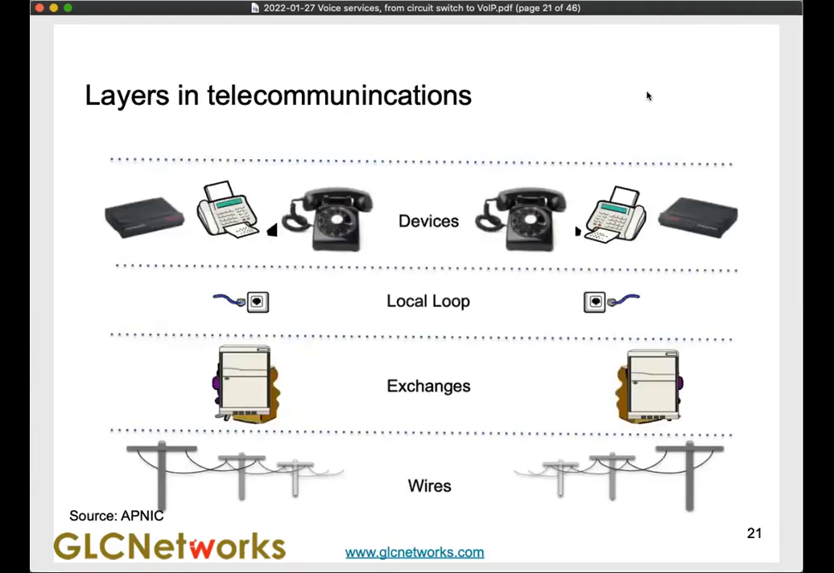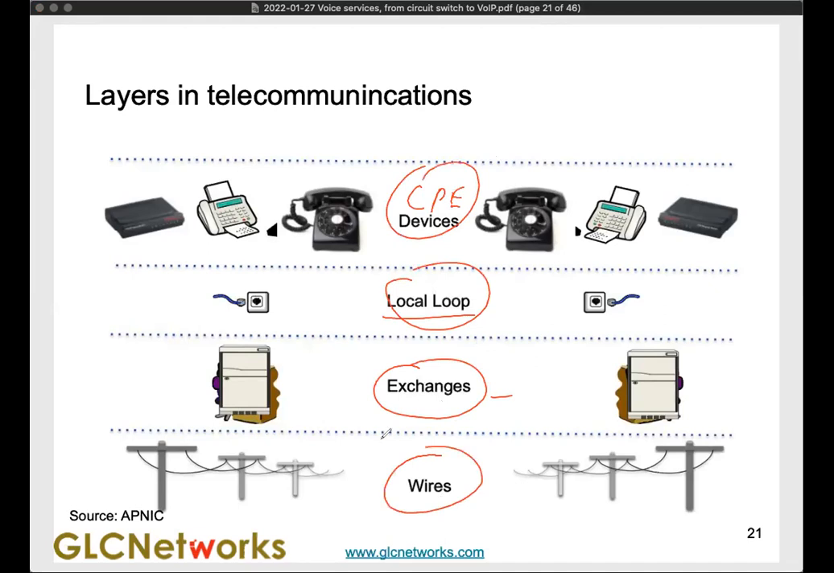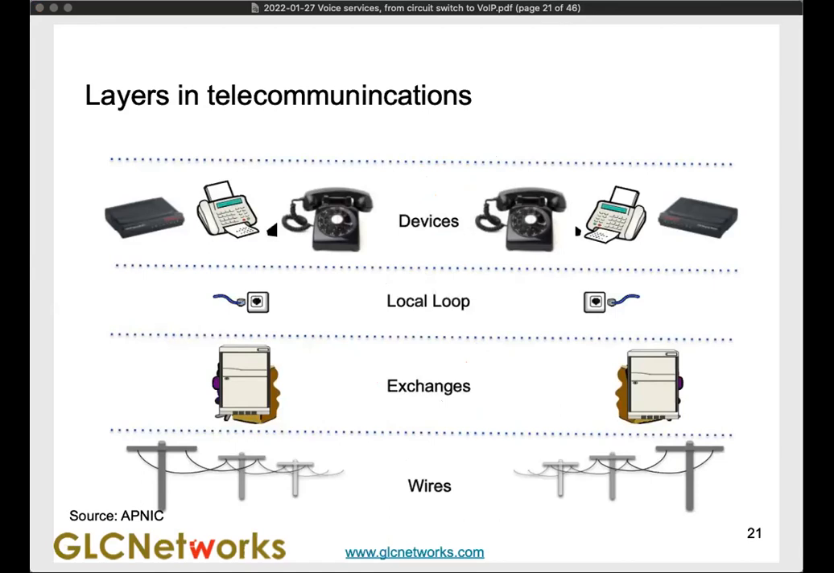Okay, so these are the layers in telecommunication. We have devices, local loops, and exchange. Local loop means the connectivity from the CPE to the CO. Then we have the exchange, aka CO. This is how it looks: this is the CPE, this is the local loop, and then this is the exchange. The exchange connects to other exchanges. We can think of these as the layers in telecommunication.